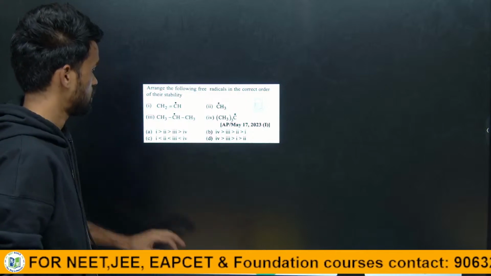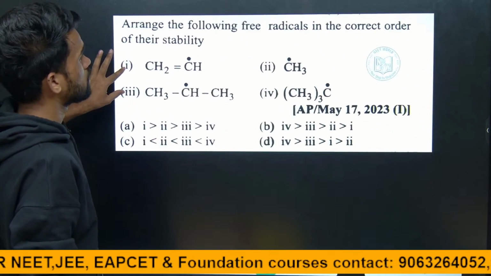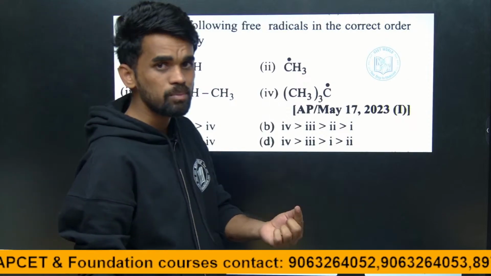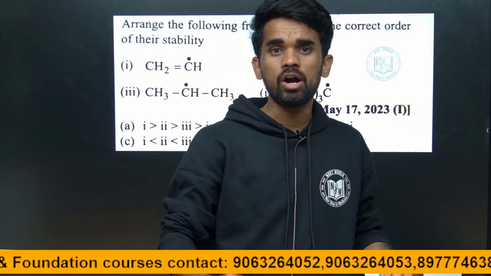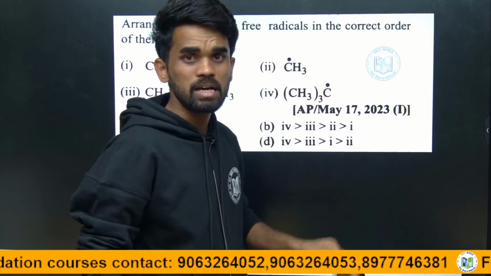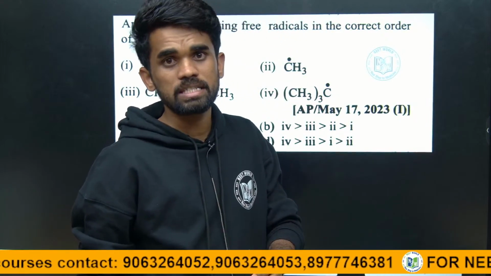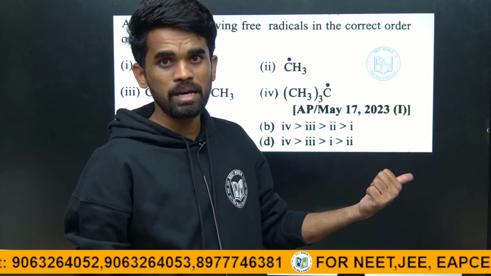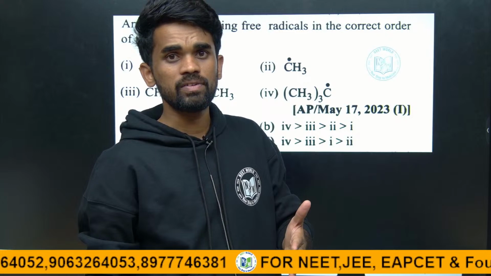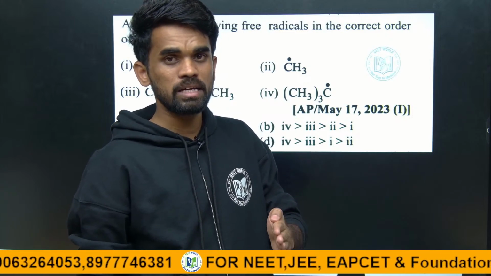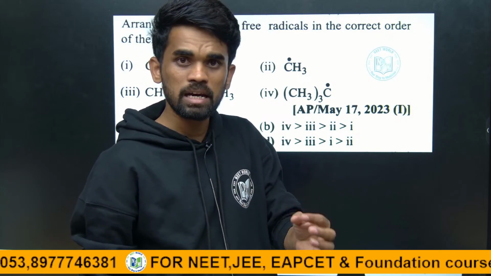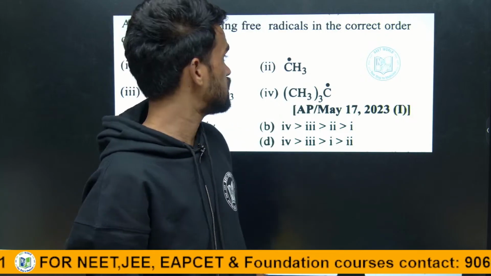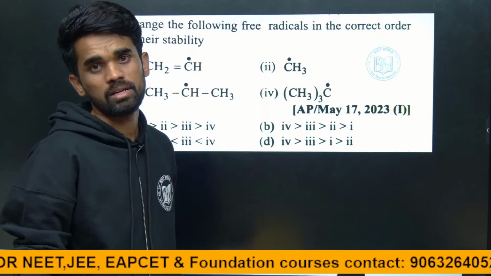Next, arrange the following free radicals in the correct order of their stability. Free radicals and carbocations have a similar order of stability, because both have electron deficiency. Carbocation has 6 electrons and is diamagnetic, and free radical has 7 electrons and is paramagnetic because of the odd electron, and both are less than the octet, na. So both have electron deficiency, therefore the order will be similar for both of them.